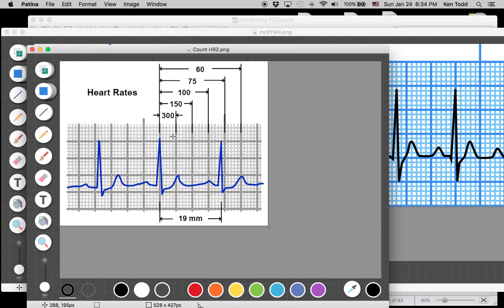But if they're only 5 millimeters apart, like if there was another R wave right here, my heart rate would be 300. If the next one was here and it was 10 millimeters apart, it would be 150, 100, 75, 60, and I forget what the next one is down. But that's just going to be a standard on every EKG that you see. So if it's between 3 and 5 boxes, it's a normal rate.